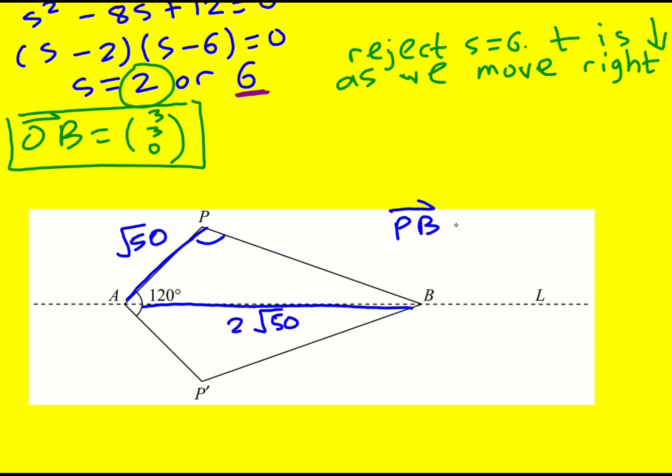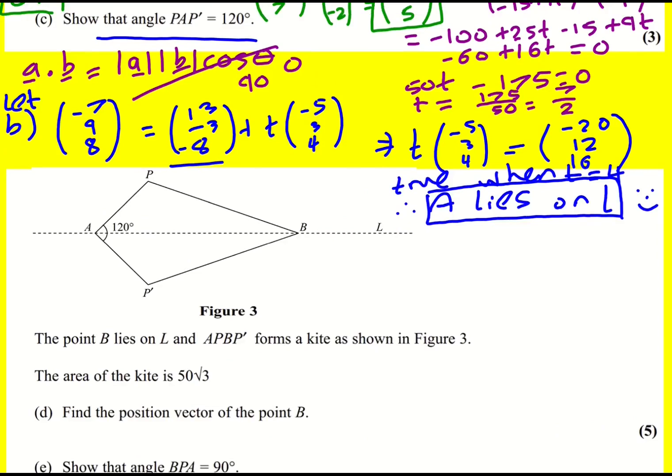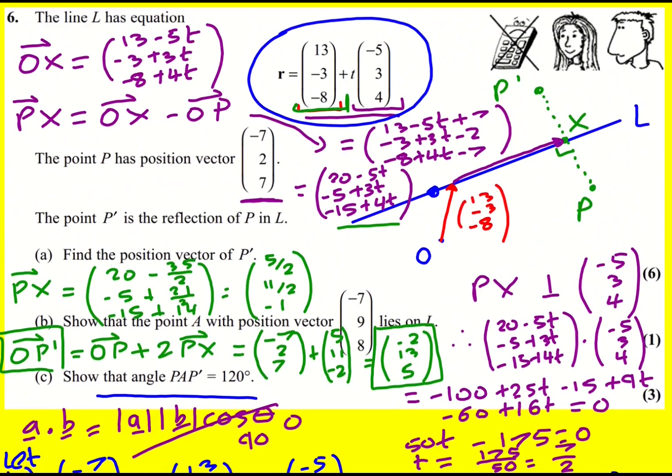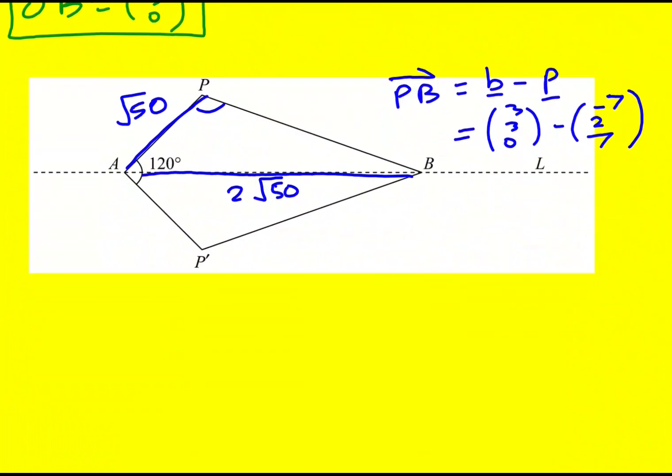So PB is equal to the position vector B minus the position vector P, which is our newfound 3, 3, 0. And then P from before was minus 7, 7, 0. I think, where did we find that out? Oh yeah, sorry, we were told that right at the start. That was just so long ago. Which gives us 10, 1, minus 7.